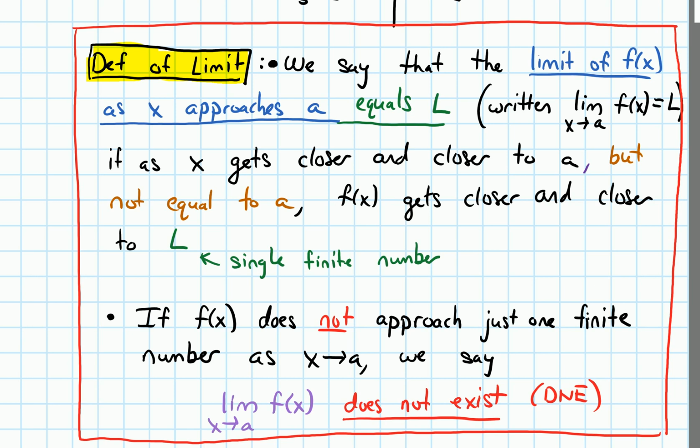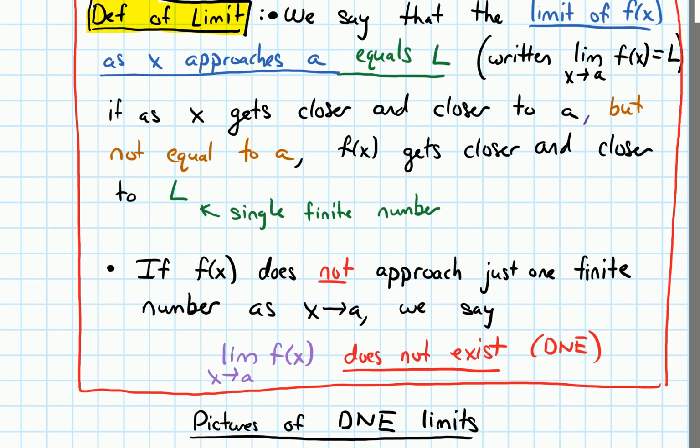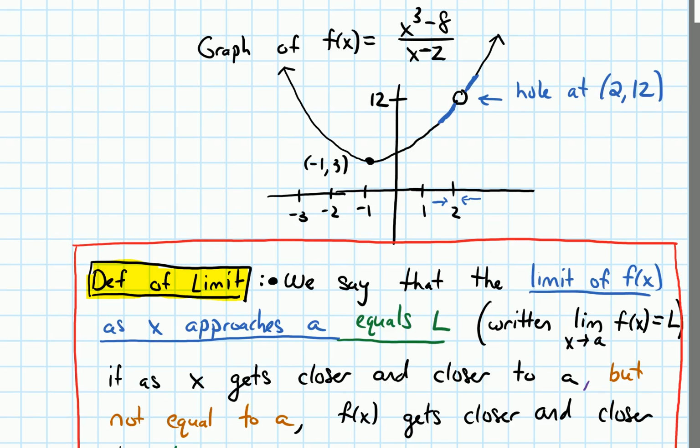So what I want to end this video with now is describing some pictures of what a limit not existing would look like. Actually, before I do that, in this picture right here, the limit does exist. So the limit as x approaches 2 of f of x does exist. It exists. And what it means for it to exist is it equals a finite number. So what does it equal? It equals 12. That's what the y values are getting really, really close to.